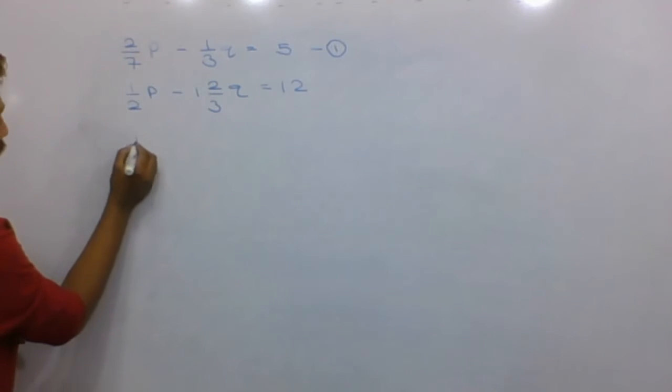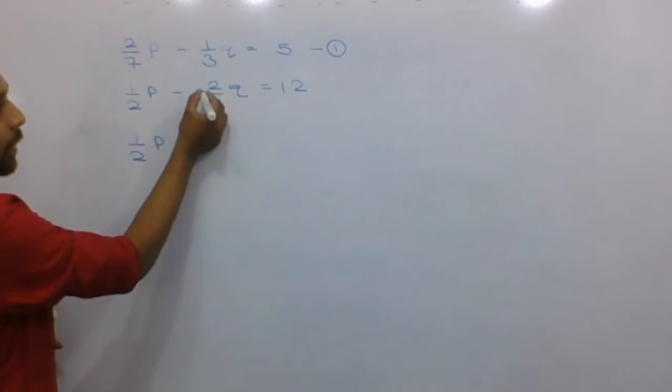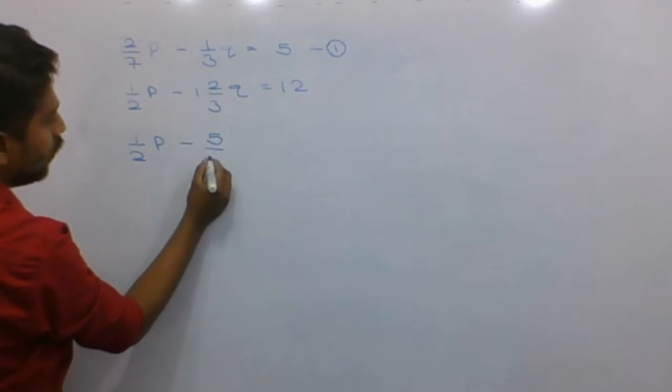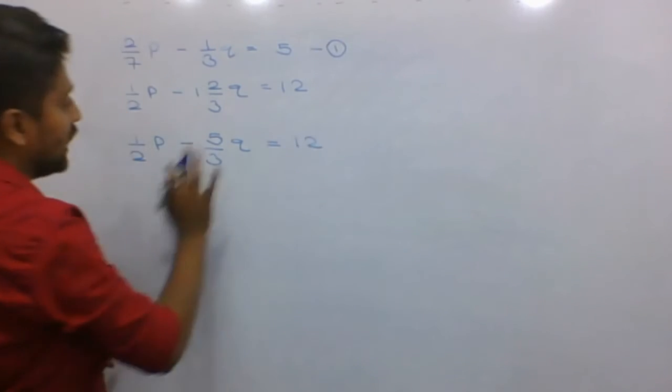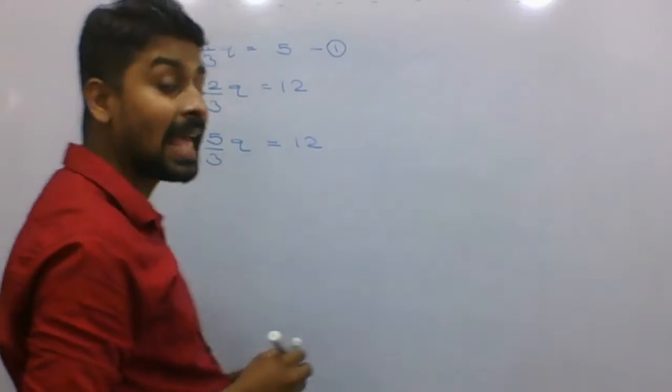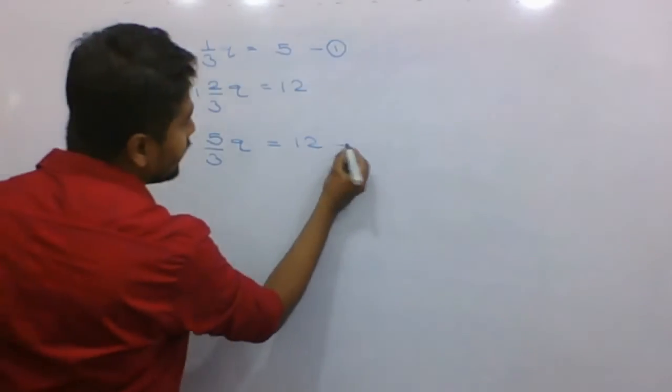Now look at 1/2p minus 3 times 1 3 3 plus 2 5. 5/3q equal what? 2a. The change was this mixed number, we express it as a what? Improper fraction. Now name this one as the second equation.